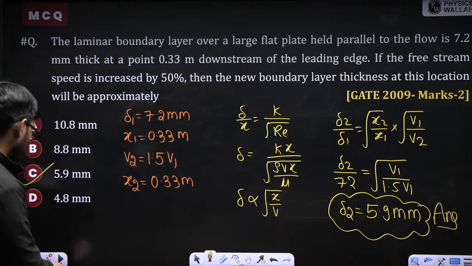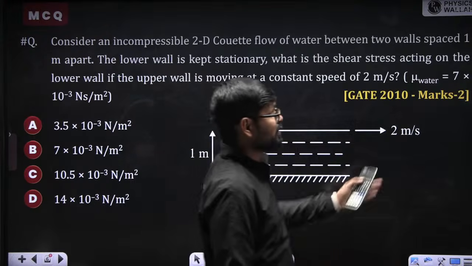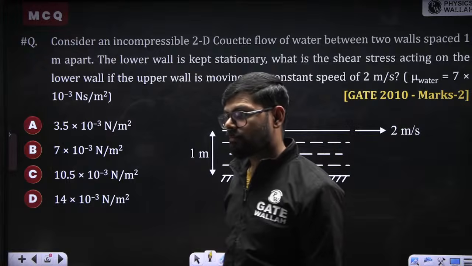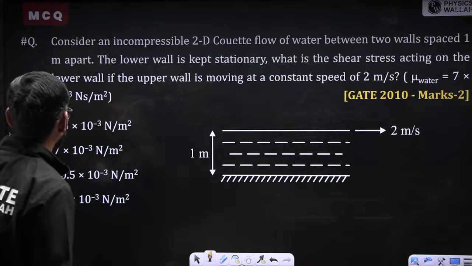Okay, let's move to the next problem. Okay, this is also a very simple problem, for 2 marks, right? So very simple problems are there, and that too for good marks.